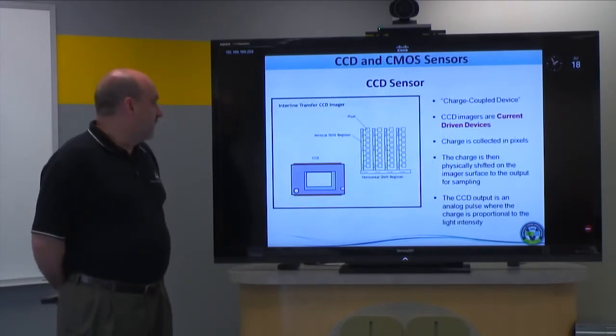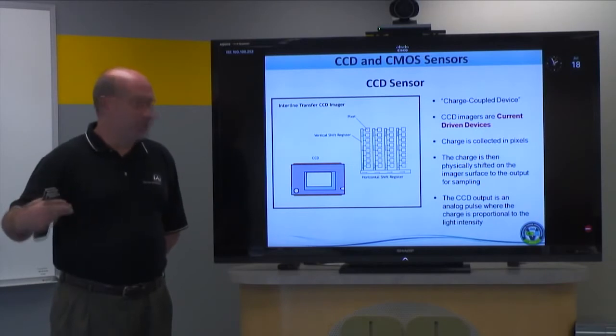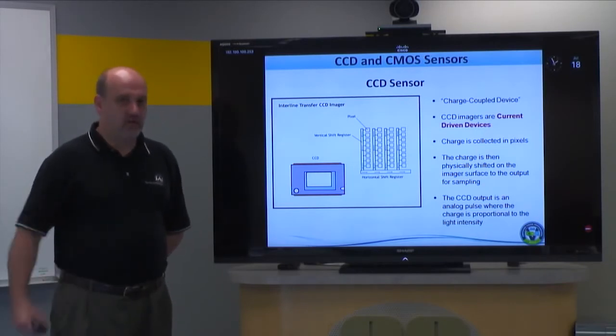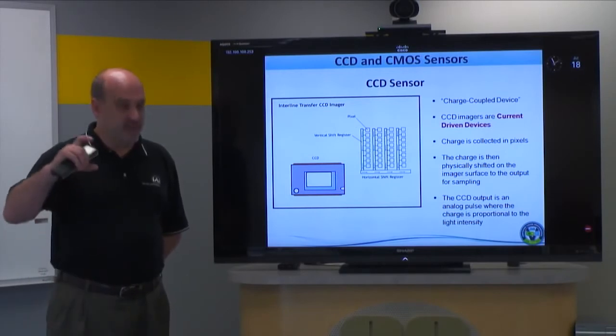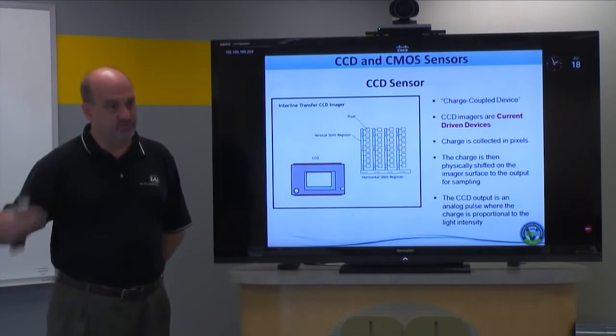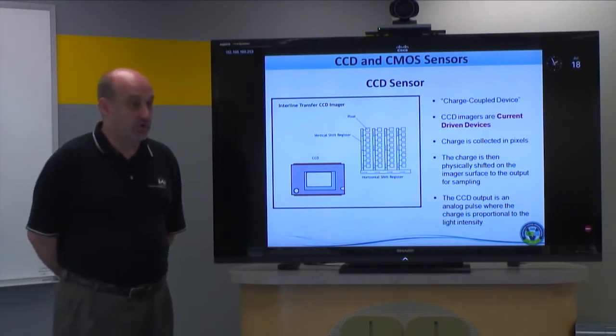The CCD output then is an analog pulse where the charge is proportional to the light intensity. So when you read out the sensor, a CCD is a quasi-analog device. The blip produced is actually an analog blip, even though it's being controlled and read out with digital pulses to control the timing and the readout. CCDs by nature are quasi-analog.